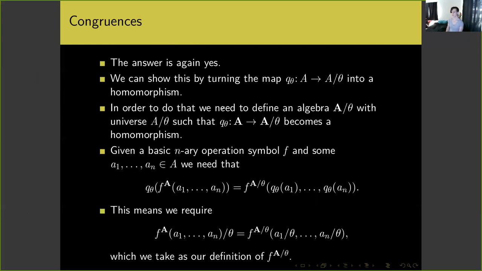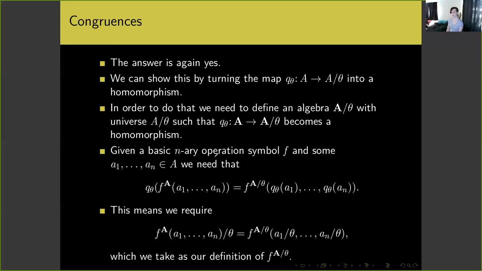All right. So again, the answer is yes. We can show that this is true by turning the quotient map that we already had, this Q theta from A to the quotient of A by theta, into a homomorphism. But in order to do that, we need to actually define an algebra, which we'll call A mod theta, the algebra A mod theta, or quotient out by theta, with universe, the quotient of A by theta, so that Q theta is actually a homomorphism from our algebra A that we started with to this other algebra, which we created from A and the congruence theta.